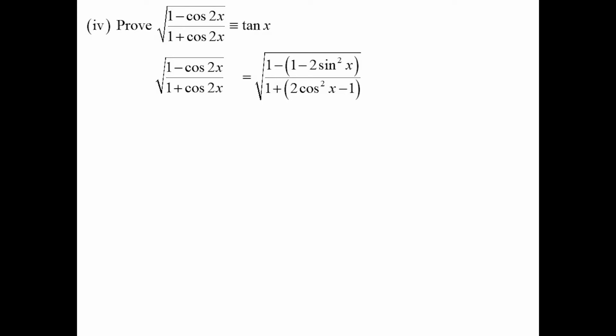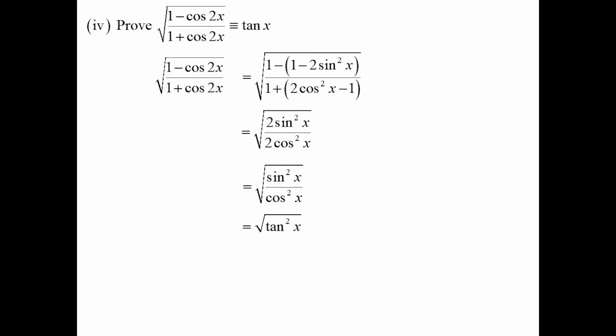So I'll get 1 minus (1 minus 2 sine squared) on top, 1 plus (2 cos squared minus 1) on the bottom. That leaves me with 2 sine squared on 2 cos squared. The 2's cancel. Sine squared on cos squared, which is tan squared, and the square root of tan squared is tan. Here's one from an HSC. Prove that this is equal to 2.